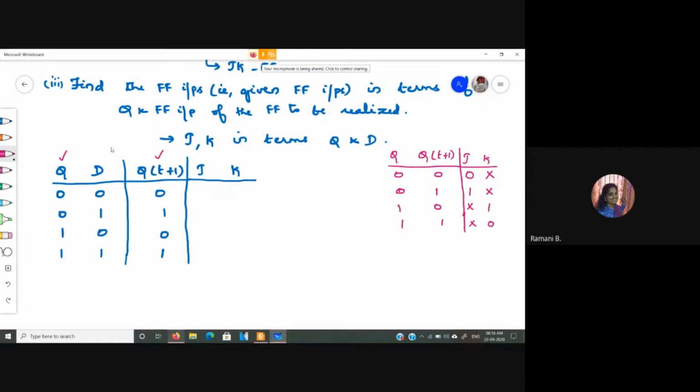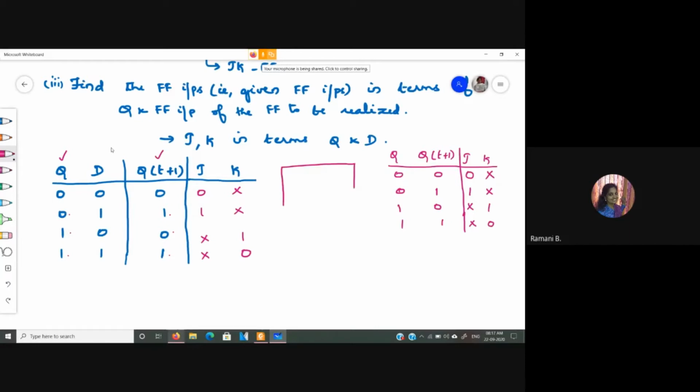Now with respect to this, you can fill the table. For 0, 0, the J and K values are 0 and don't care. Then for 0, 1, it is 1 and don't care. For 1, 0, it is X and 1. For 1, 1, it is X and 0. Now you need to find the expression for this J and K.